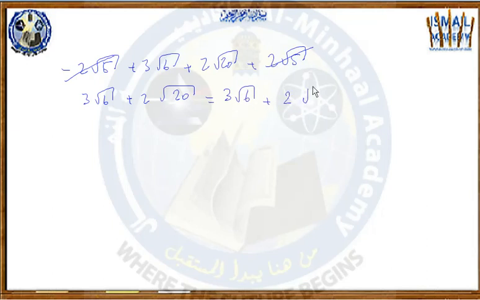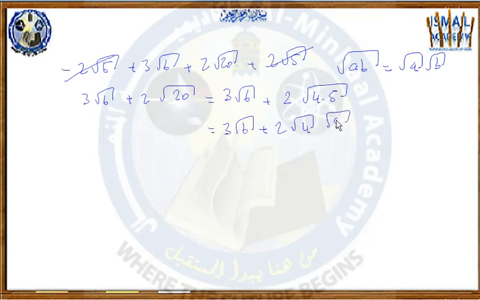So this is 2 square root of what? 4 times 5. This is the biggest perfect square I can pick, which is 4. Then I use the property. Remember this property? The square root of AB is the square root of A times the square root of B. So it's going to be 3 square root of 6, and we have 2 square root of 4 times square root of 5. What is the square root of 4? 2. So it's going to be 3 square root of 6 plus 2 times 2 square root of 5. What is 2 times 2? 4. So it's going to be 3 square root of 6 plus 4 square root of 5.